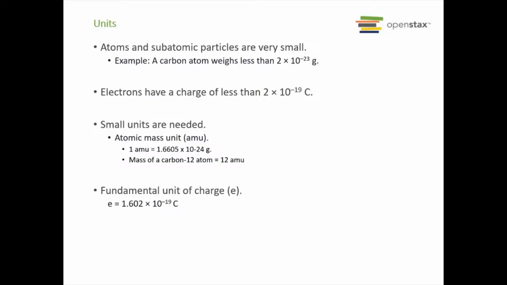So let's talk about some units. Subatomic particles in atoms are crazy small. A carbon atom weighs less than 2 times 10 to the negative 23rd grams. Electrons have a charge less than 2 times 10 to the negative 19th coulombs. So we should have some special units for these because that's just a lot of negative exponents, right?